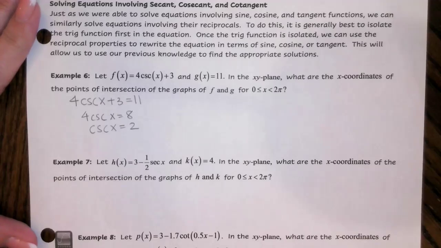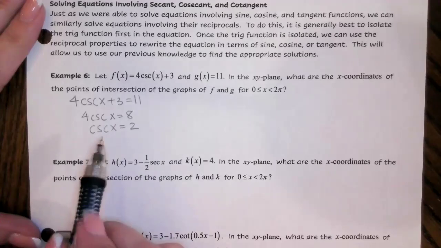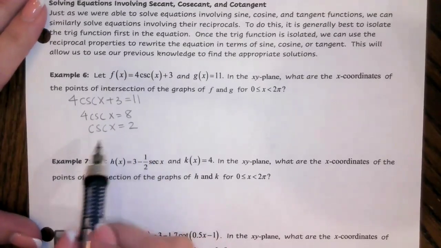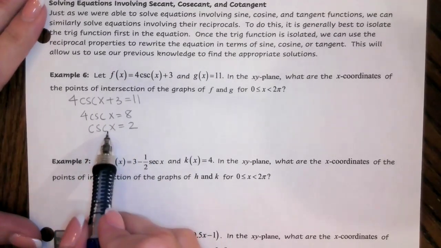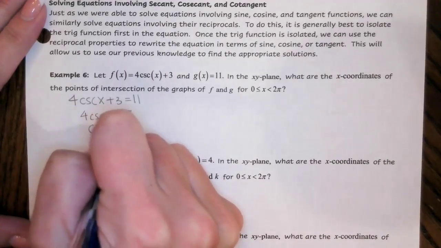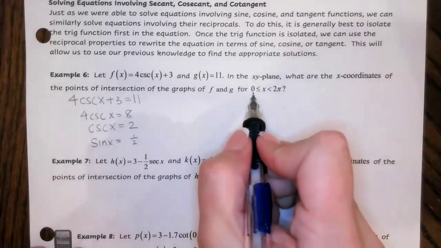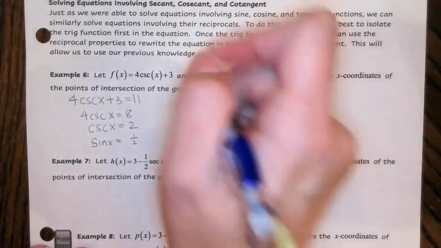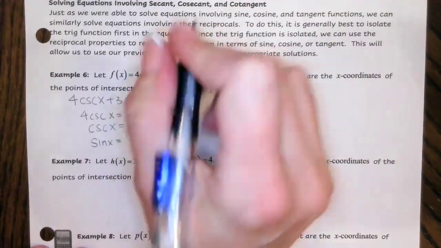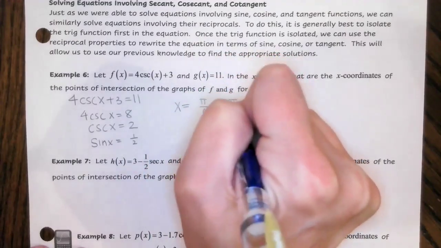So this is the part that's a little bit different. So right here, we would look on the unit circle when we got to this. The additional part that we have to do now is cosecant of x is the reciprocal of sine. So I can actually change this to sine and flip that. And so now we're looking for where sine is 1/2 between 0 and 2 pi. And so sine is 1/2 at pi over 6 and 5 pi over 6.